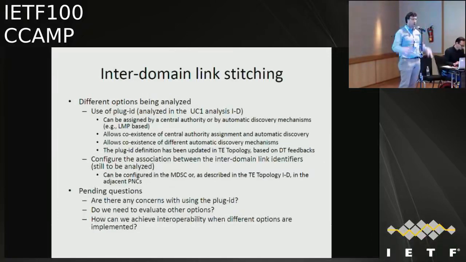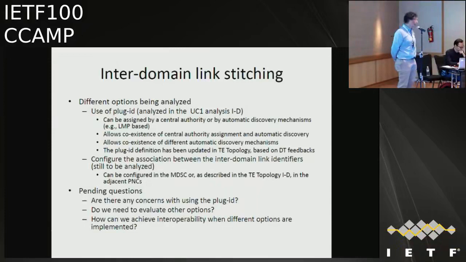And by this discussion, we noticed that the plug ID syntax had to be changed, and the TE topology model has been changed based on our feedback. So we have delivered the feedback to the TE topology model. That's one of our tasks. And based on this feedback, the structure also allows the coexistence of different mechanisms. So you can have a central authority on some links and auto-discovery on other links, and there is no conflict. Or you can also have different auto-discovery mechanisms running in your network. Everything should work with plug ID.